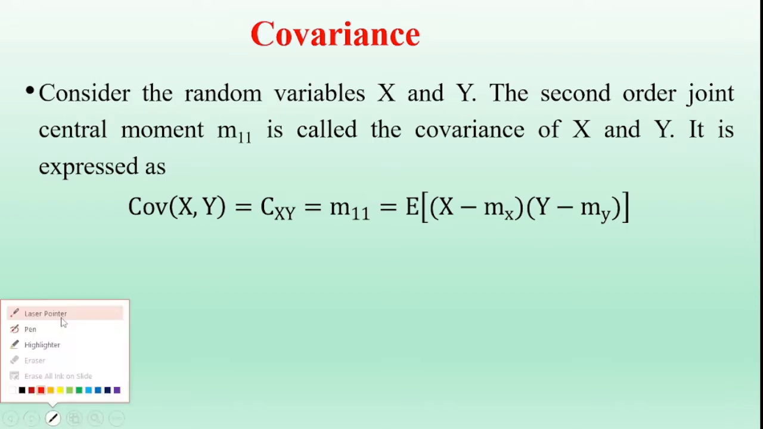In this video, I am going to discuss the covariance of the random variables X and Y. In my previous video, we discussed joint moments about the mean. In that concept, the second order joint central moment M11 is already defined. That M11 is called the covariance of the random variables X and Y.